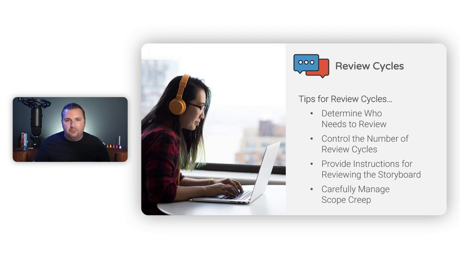So you want to control how many review cycles you're having, because you don't want to delay actually getting to development. But at the same time, you want to make sure that you and your stakeholders and subject matter experts and reviewers or your client are good with that storyboard before you move to development. So it might take more review cycles. Try to control the scope of how many review cycles you're doing, but don't move forward to development until they tell you, yep, I think it's good, all right?